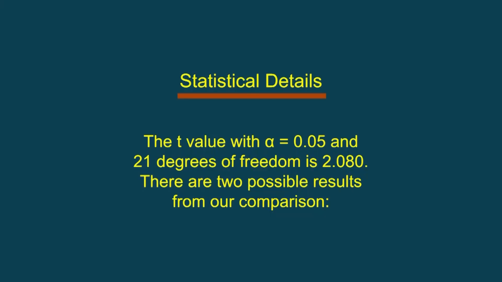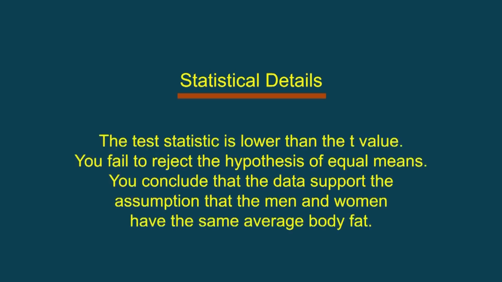We can find from the table that the t-value with alpha equal to 0.05 and 21 degrees of freedom is 2.080. Now, there are two possibilities from this comparison. The first possibility is this: the test statistic is lower than the t-value. Then we fail to reject the null hypothesis of equal means. You conclude that the data support the assumption that men and women have the same average body fat.